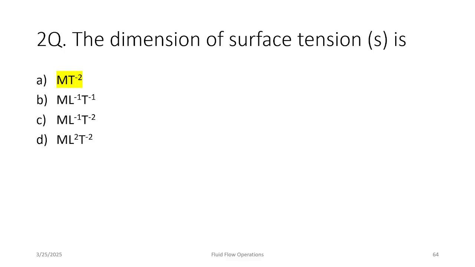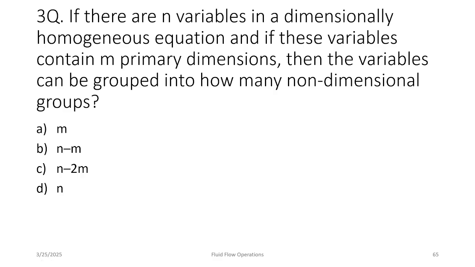So just write in the formula and then you'll be able to get the dimensions of surface tension. Coming to third question, if there are n variables in a dimensionally homogeneous equation and if these variables contain m primary dimensions, then the variables can be grouped into how many non-dimensional groups? So that is n minus m, option B.